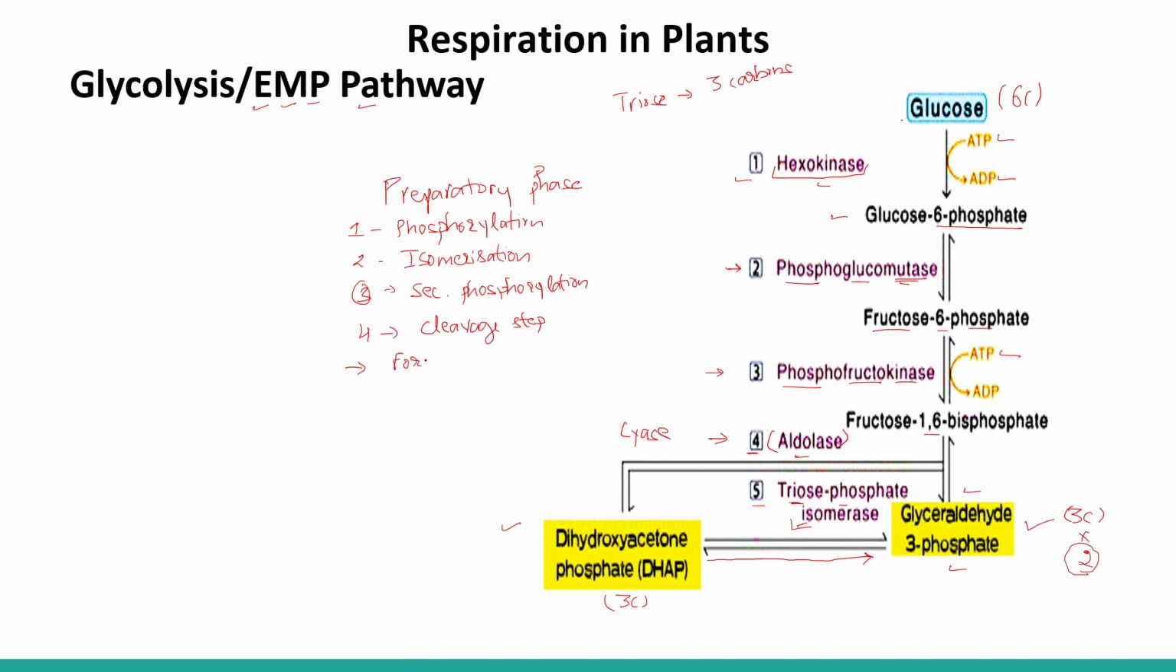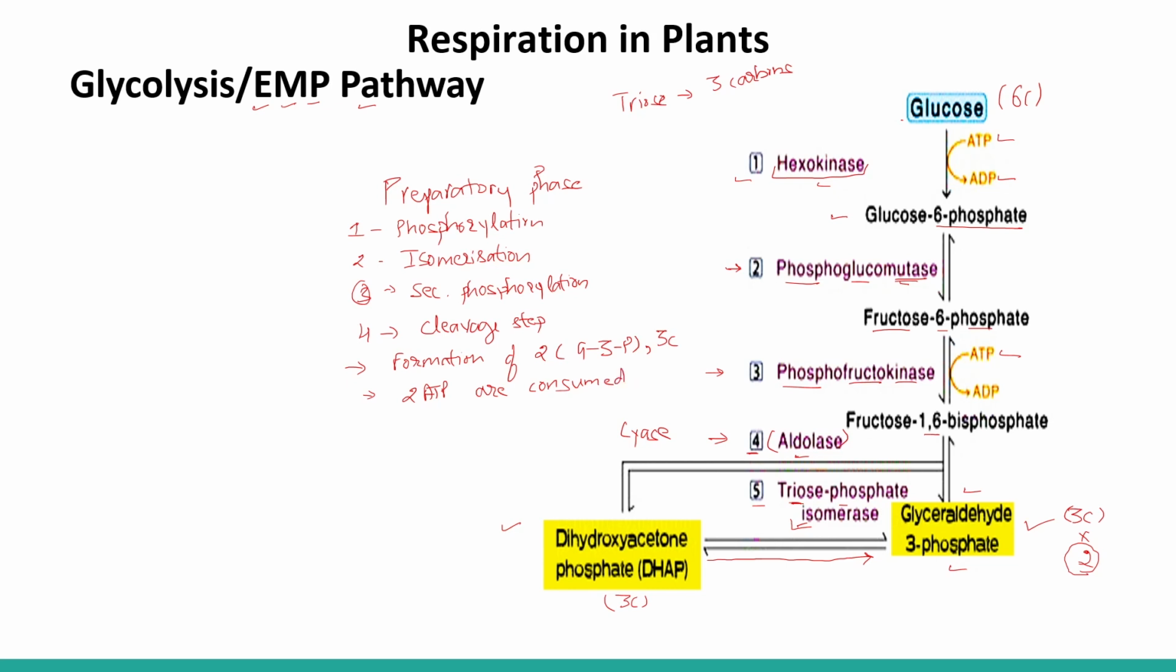So at the end of the preparatory phase, what we have seen is the formation of 2 molecules of glyceraldehyde 3-phosphate, which is a 3-carbon compound. And what else have we seen? 2 ATP are utilized, or consumed, in the 2 phosphorylation steps.